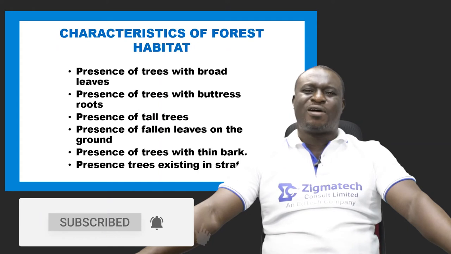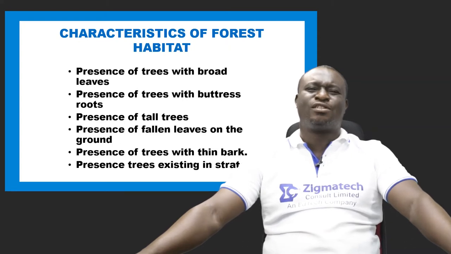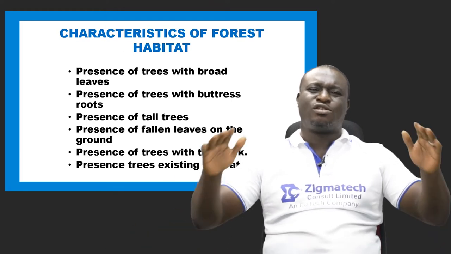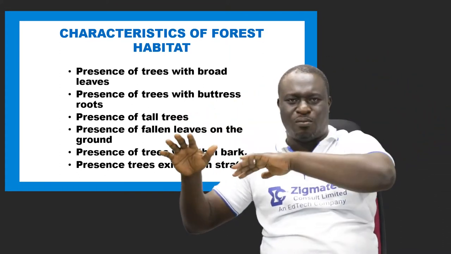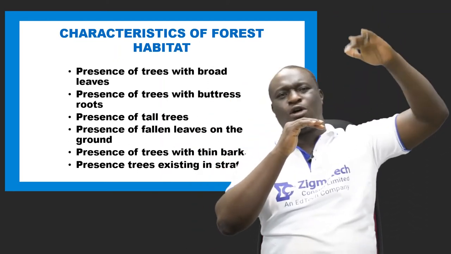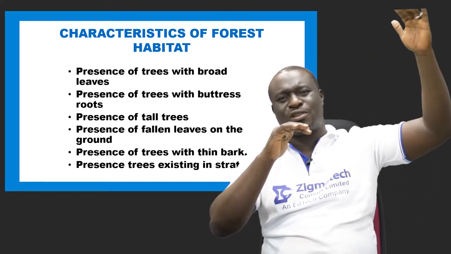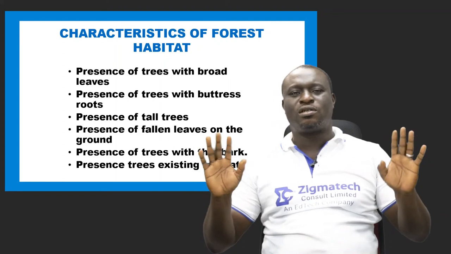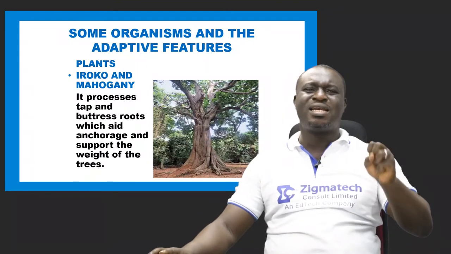Another characteristic you can find in a forest is the presence of trees that exist in strata. When we say in strata, it simply means these trees are arranged as if they are in staircase form. You have a very tall tree, followed by one that is a bit tall but not as tall as the other. Then we have the middle, and so you have trees arranged in that form. It is a natural occurrence.